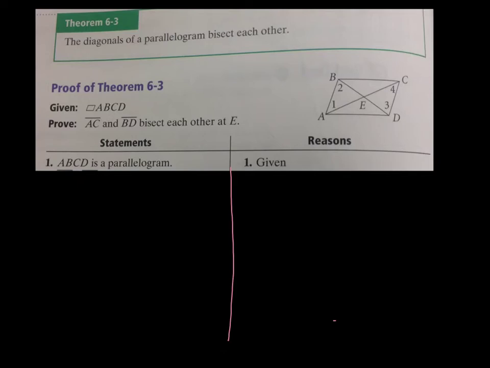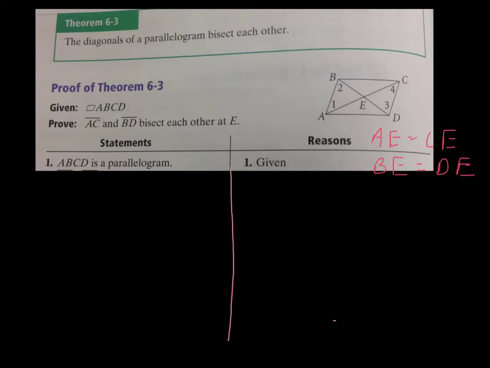So we're going to look at the proof of this, but hopefully you will understand that we're trying to get, if the diagonals bisect each other, AE equal to CE and BE equal to DE. Then we can say the diagonals are bisecting each other by definition of segment bisector.